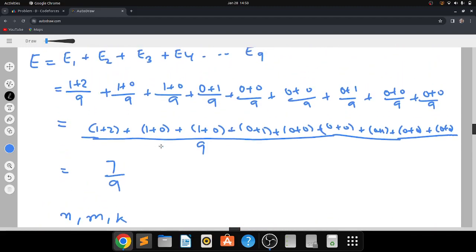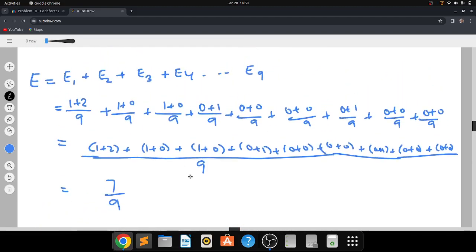So as of now you know how to calculate the expected value.